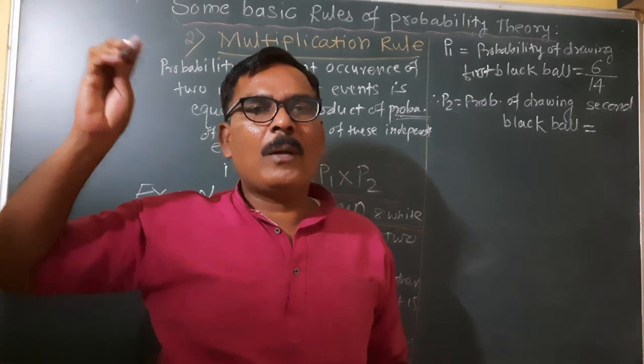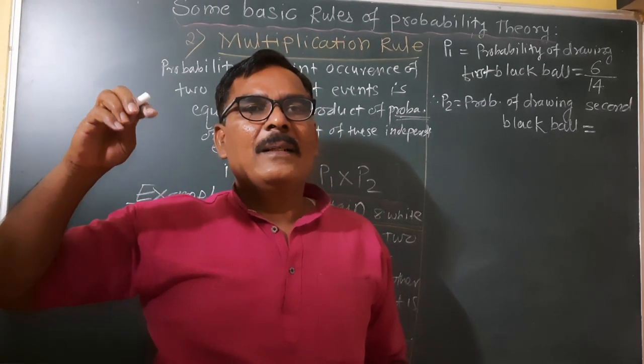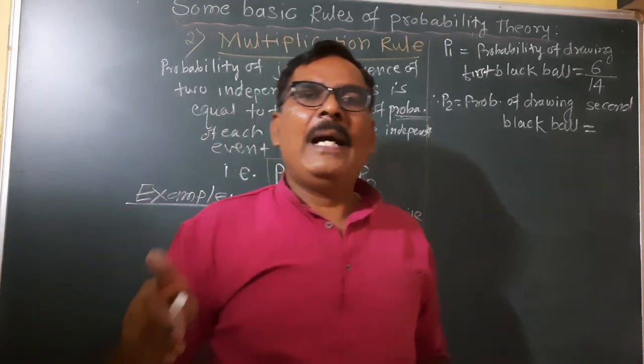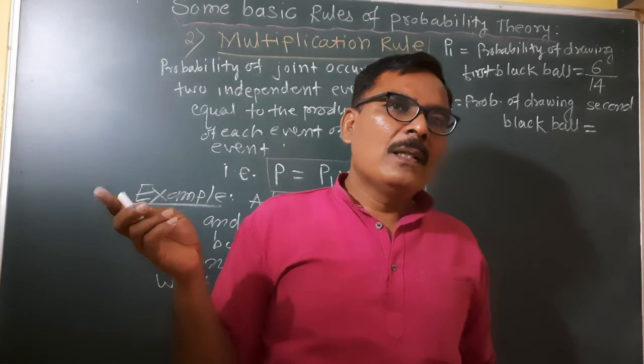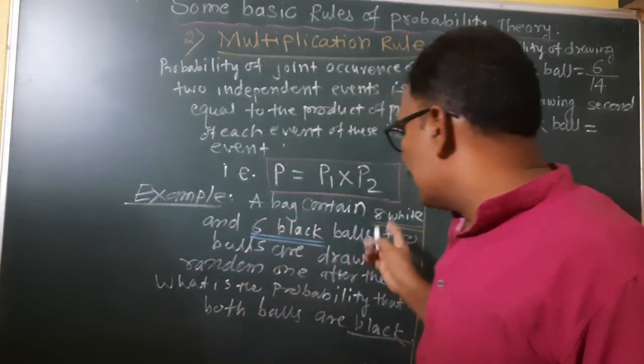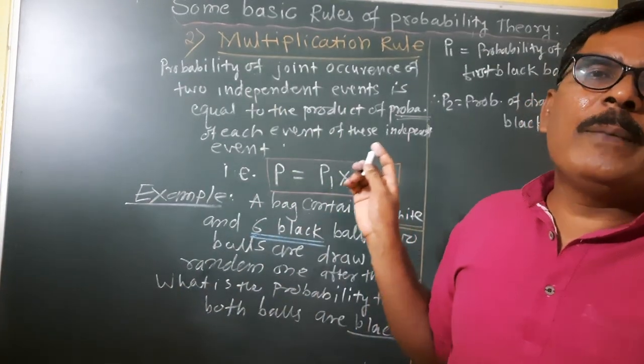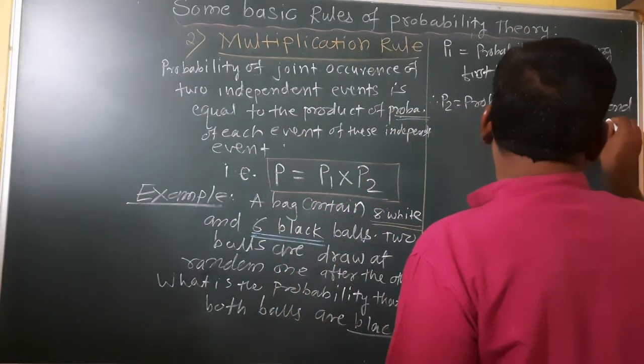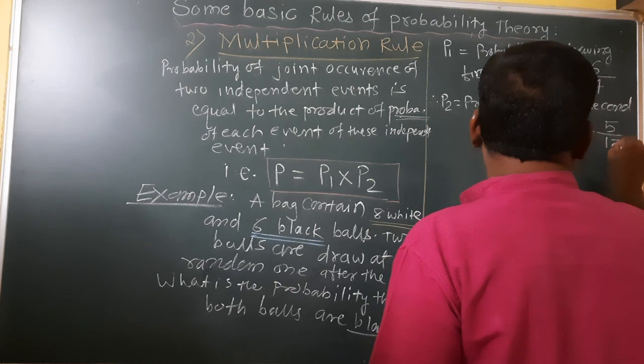Now how many balls remain? 14 minus 1, 13. And one black ball is already drawn. The number of black balls was 6; out of that, how many remain now? 5. So P2 is equal to 5 upon 13.